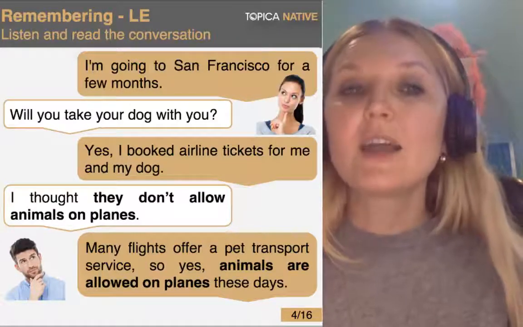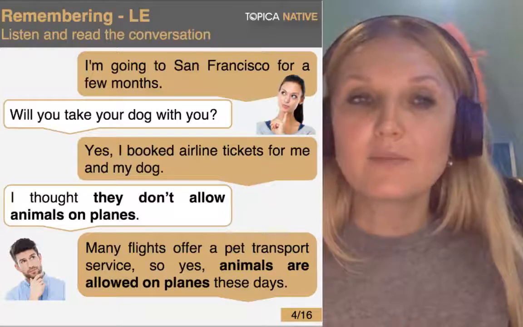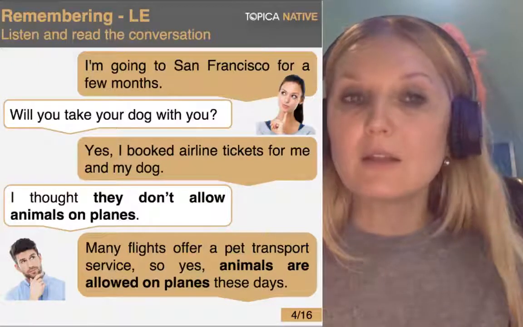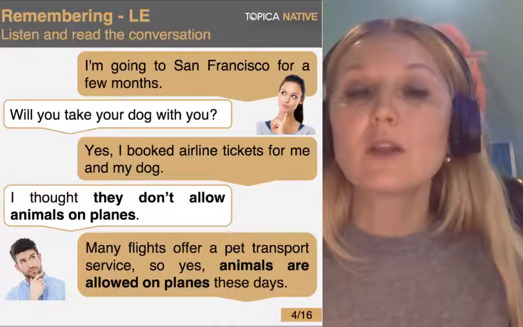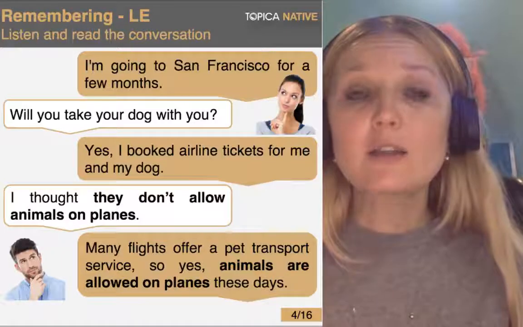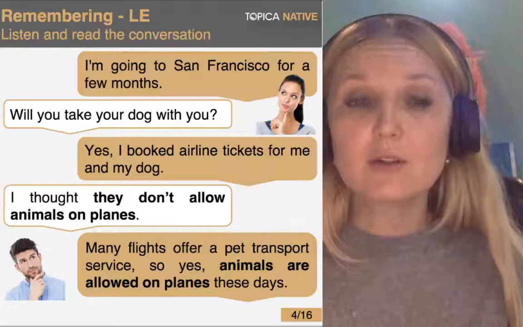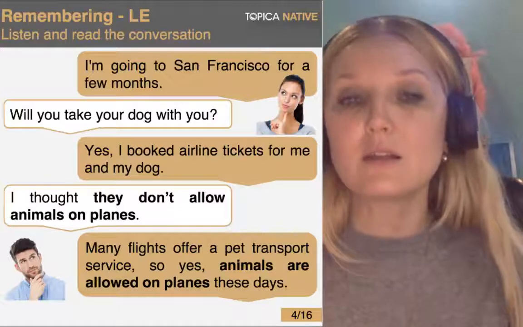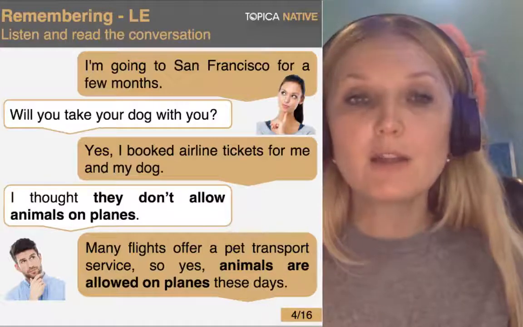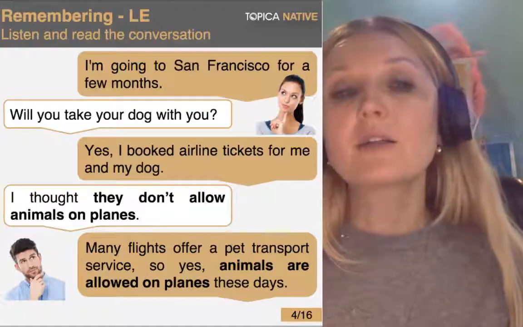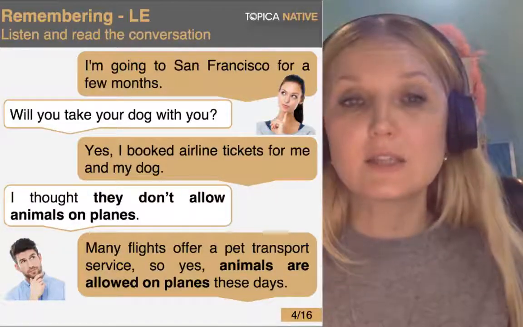I booked airline tickets for me and my dog. I thought they don't allow animals on planes. So airlines, yes, they don't allow animals on planes. Many flights offer a pet transport service, so yes, animals are allowed on planes these days.